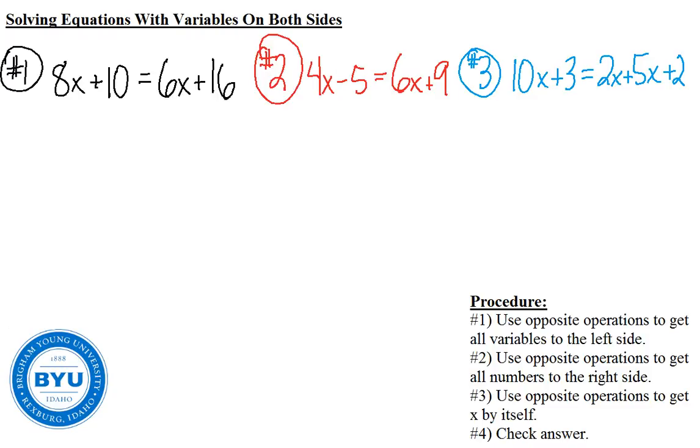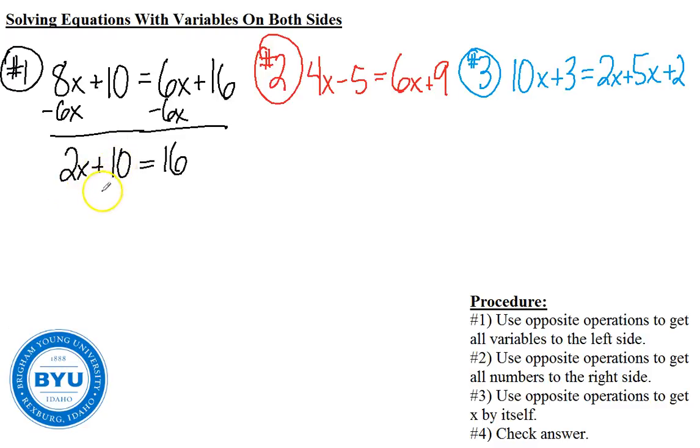Okay, it's time to check them. Here we go. Let's do it. We always want to get the x's to the left side, so I'm going to minus 6x to both sides. When I minus 6x to both sides, I'm left with 2x plus 10 equals 16. So I got my x's to the left. Now I want my numbers to the right. So I need to do the opposite of plus 10 here. I'm going to minus 10 to both sides.